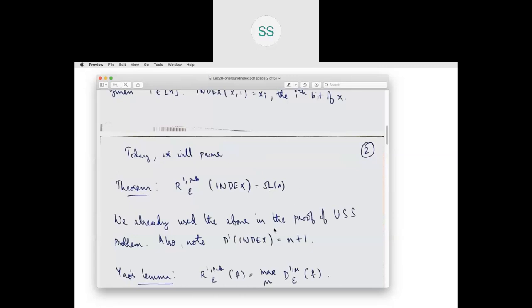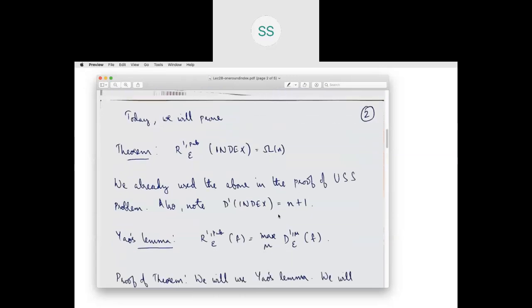That's a deterministic algorithm. And we have already seen this in the proof of the unary subset sum problem, where it was used that the randomized one round complexity of index is linear, exactly this theorem that we are stating here. This was used in the proof of the unary subset sum problem, the lecture that Karthik sir had taken.